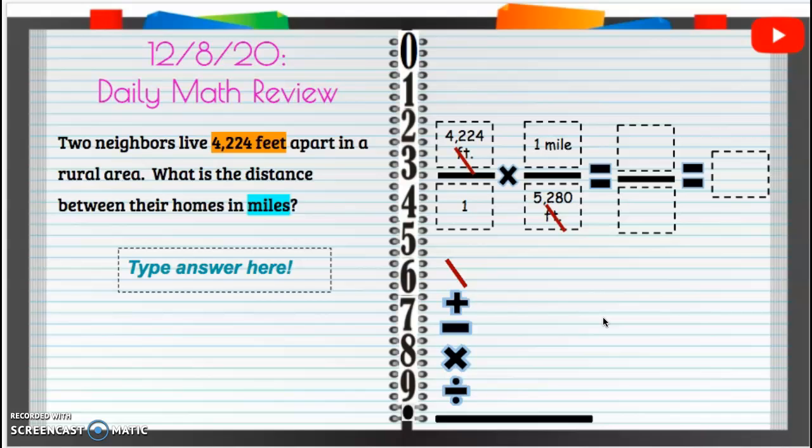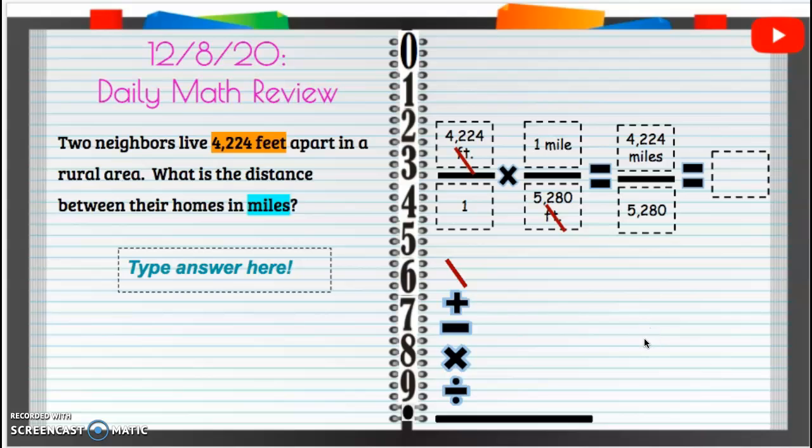So now we're going to go straight across. 4,224 times 1 is going to be 4,224. And then we are going to keep that miles there, miles. And down here we have 1 times 5,280, which is 5,280.